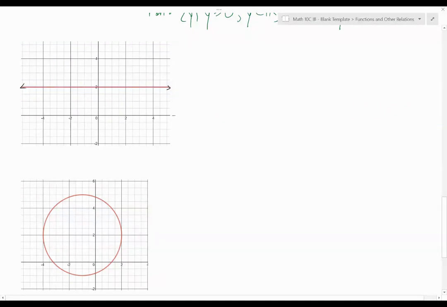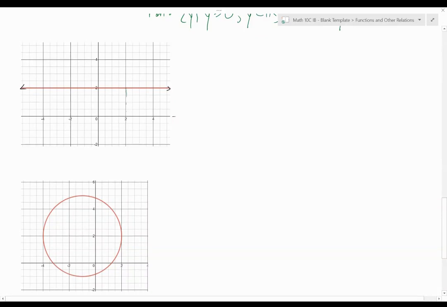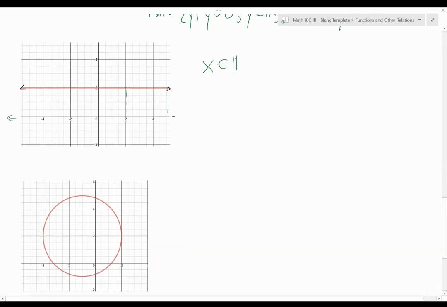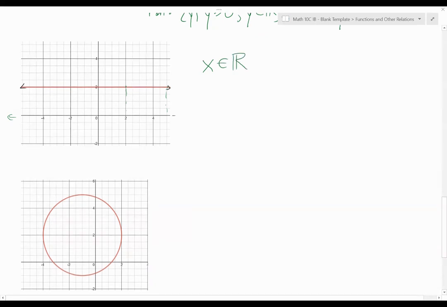Well, domain means all the possible x values that exist in this relation. So in this first example, where I have a horizontal line that carries on forever, both to the left and to the right, it exists for every value of x. So if x equals 2, yep, I have a point. If x equals 5, somewhere over here, yes, we have a point. If x equals negative 10, way down there, yes, there will be a point. So x is an element of the reals.